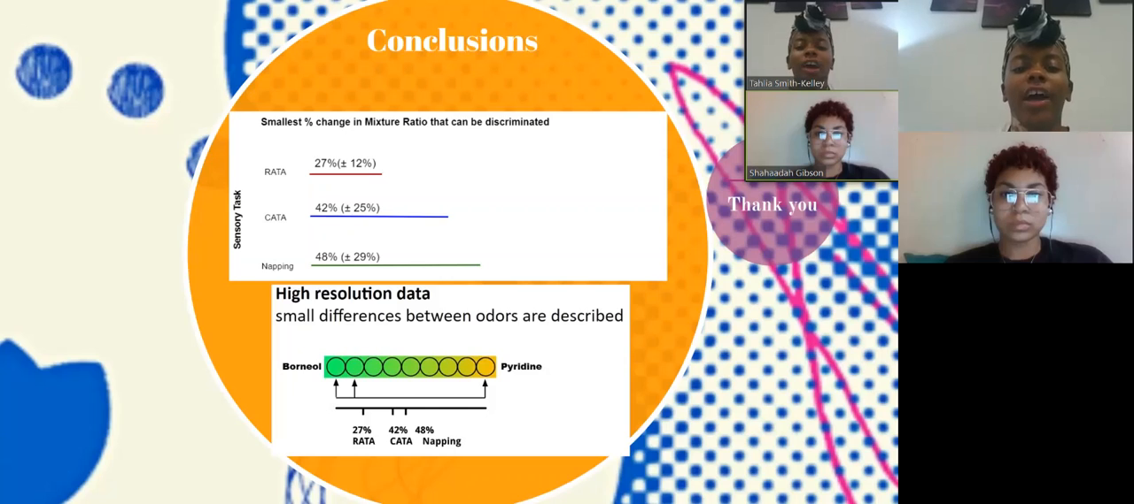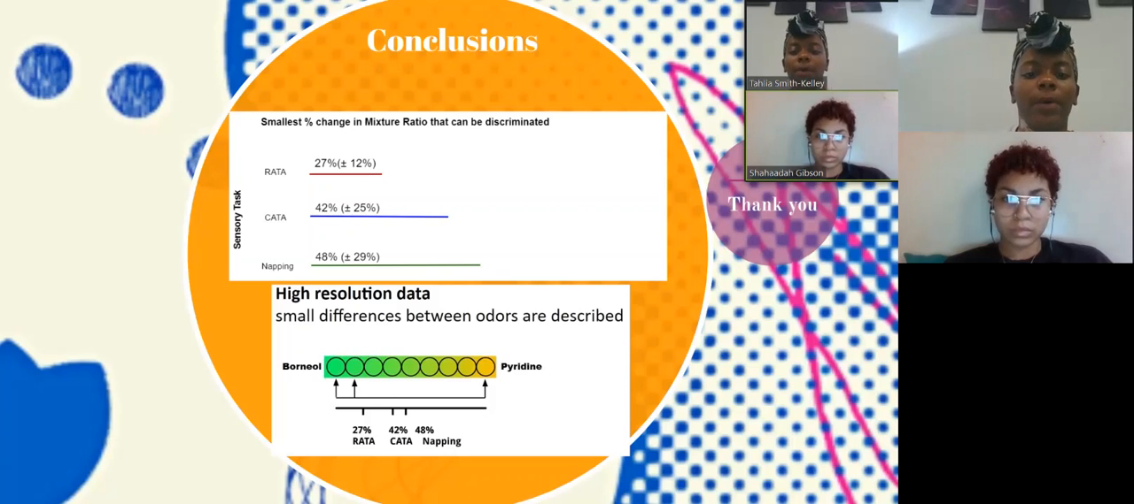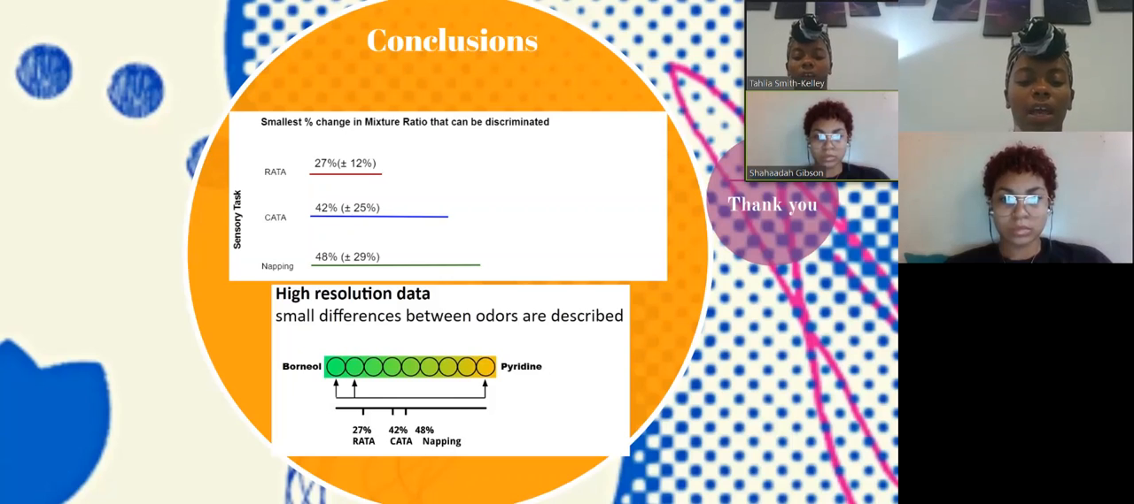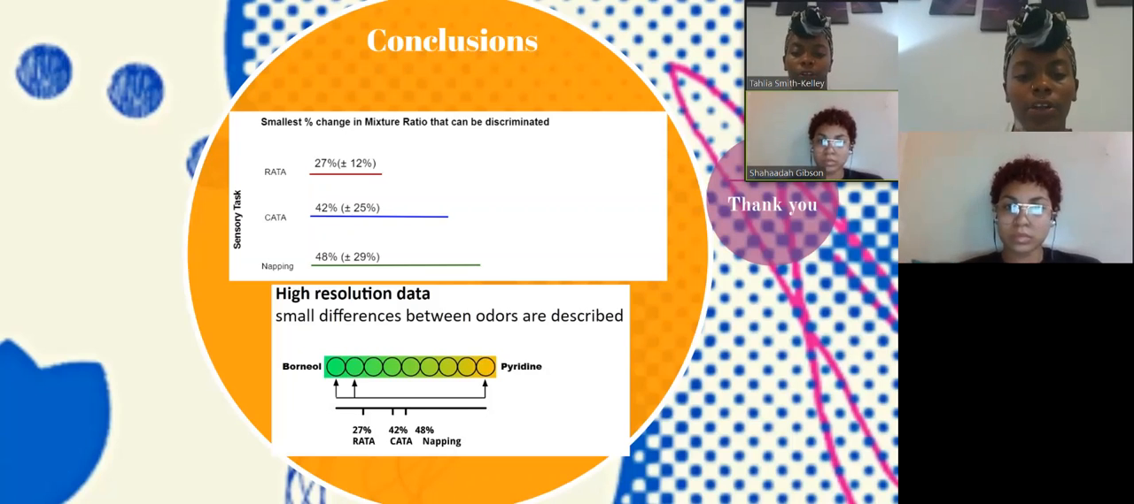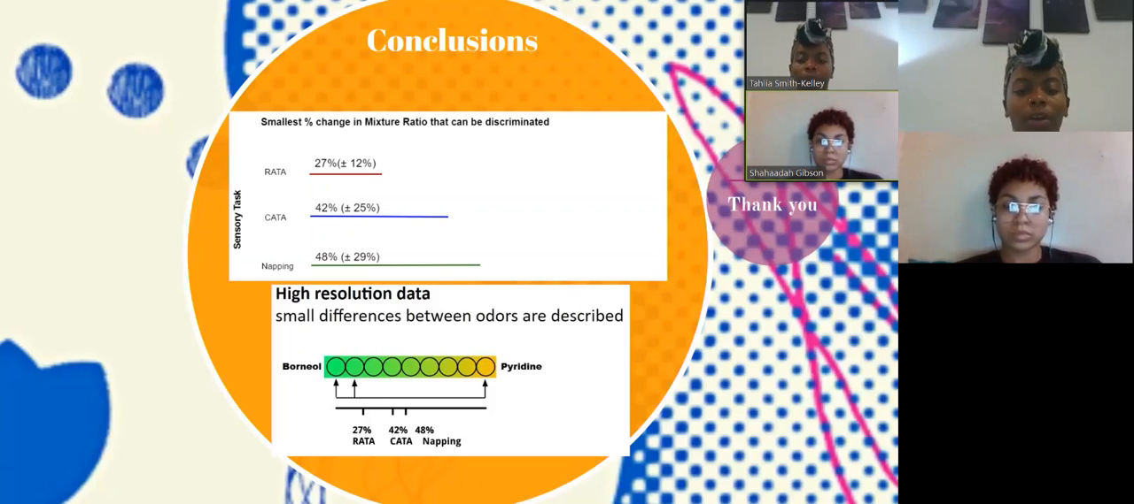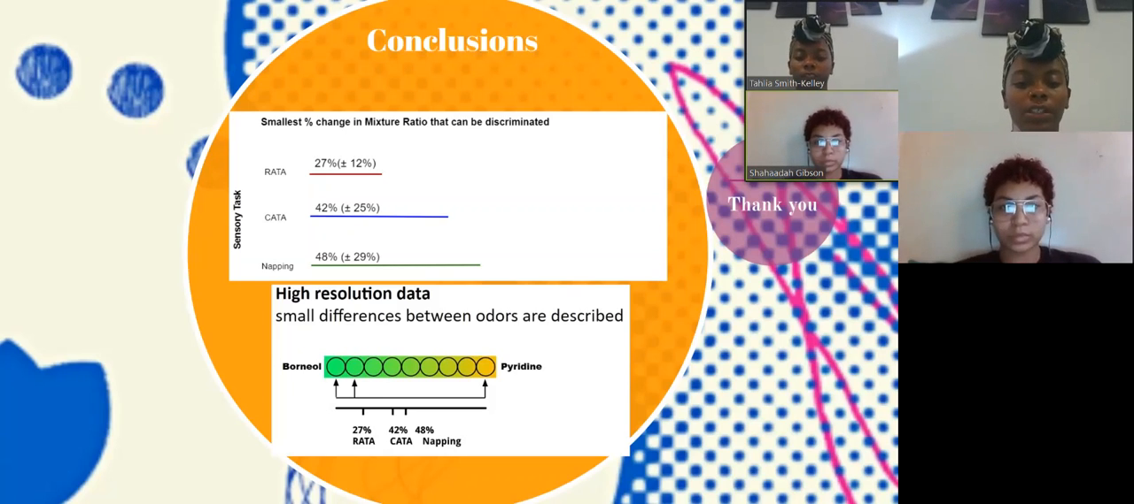So in conclusion, RADA was the best at showing the small perceptual differences between odors and gave the best resolution. Here's a small diagram that was present earlier when explaining resolution. Here you can see that with RADA, it takes a smaller change in the mixture for you to tell the difference. It's like comparing a light green to a dark green; you're able to see those small differences. Whereas with CATA and napping, it takes larger differences in the mixture overlap for the differences to be noticed.